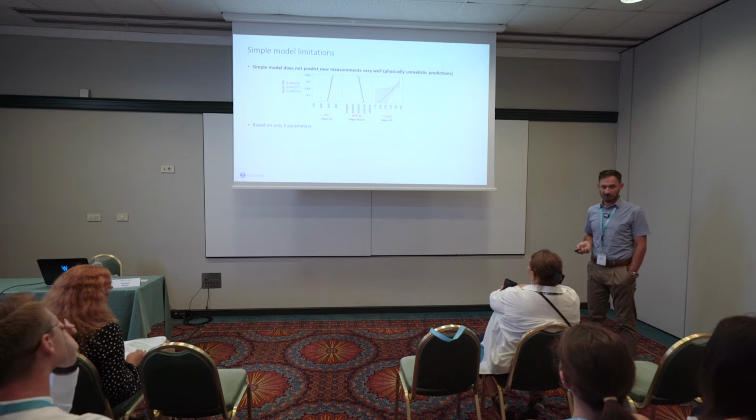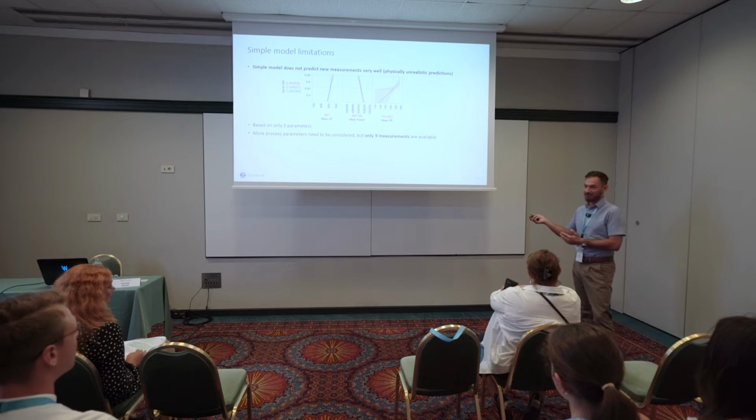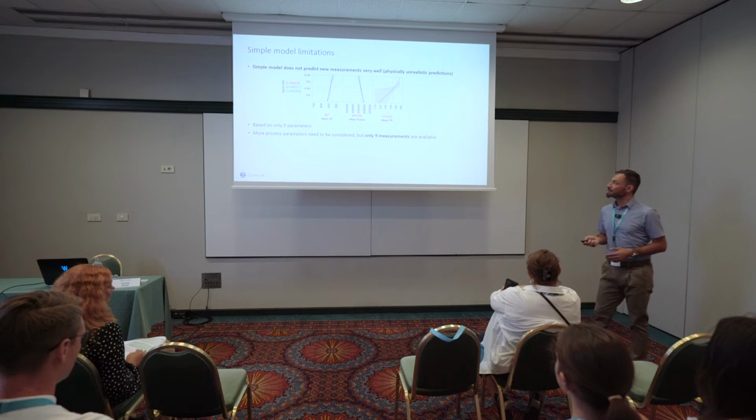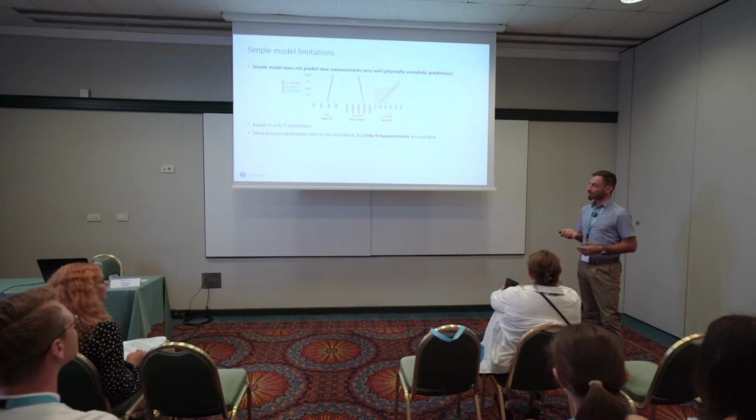So of course, this model was based on only 3 parameters, which means for sure there are much more influential parameters in the furnace that need to be included. But we only had 9 reliable measurements. So how to include more parameters with so few measurements? So then we said, okay, we have to expand the data set in order to use a neural network for modeling such behavior. But how do we do that?